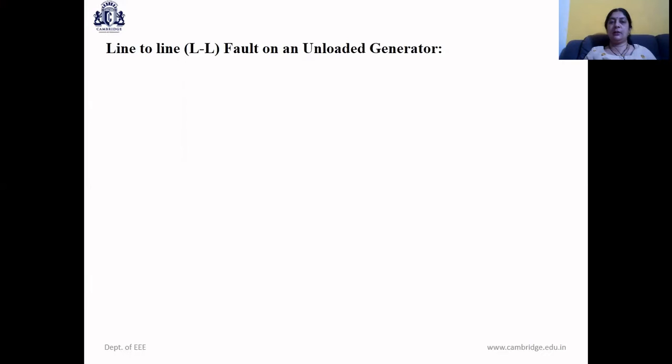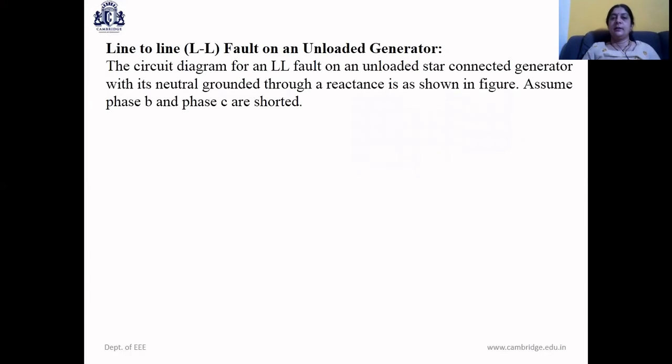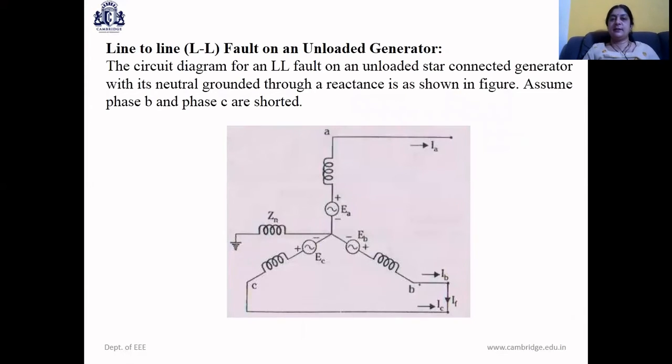Line-to-line fault on unloaded generator. The below circuit represents a line-to-line fault which is occurring between the lines B and C. So IB and IC are such that they are mutually opposite in direction, which indicates IB equal to minus IC, or IC equal to minus IB. Since the generator is unloaded, the current IA is equal to 0 because it is just kept open. The fault current is nothing but equal to IB or equal to minus IC.